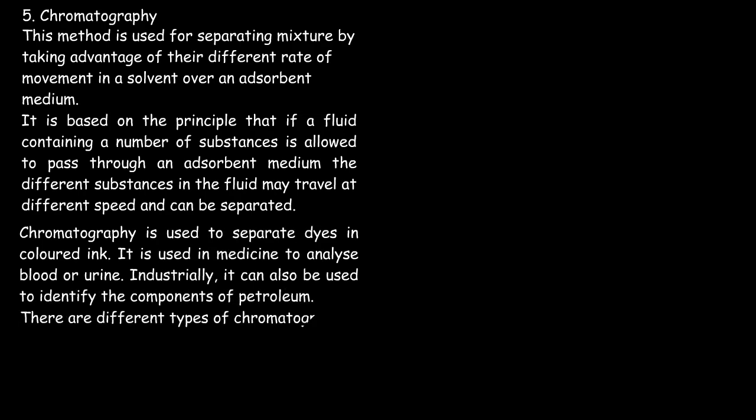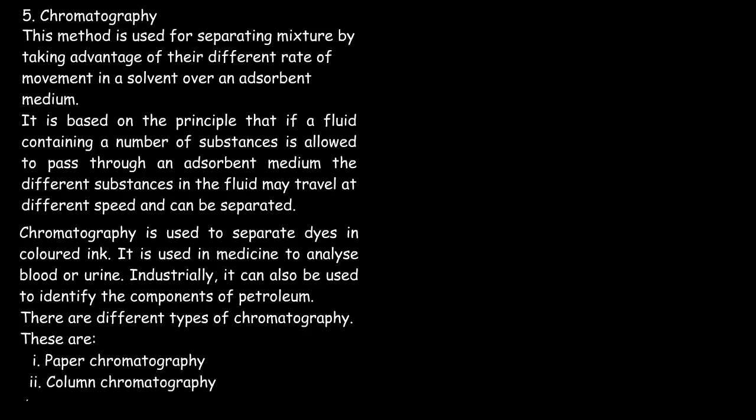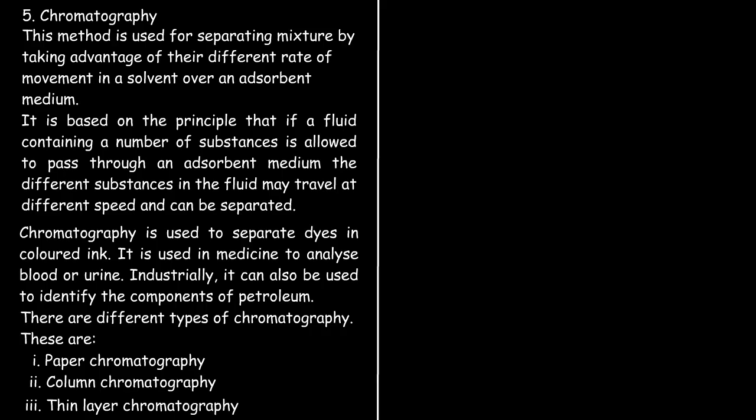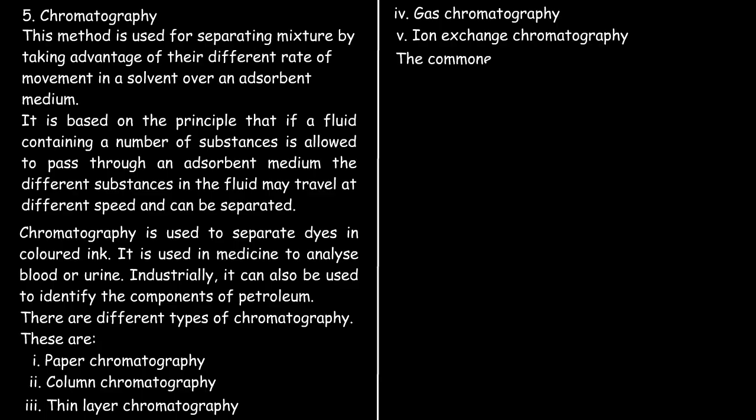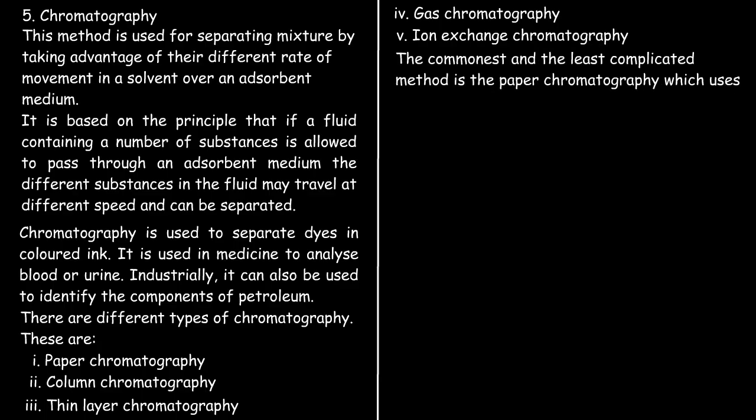There are different types of chromatography. These are: 1. Paper chromatography, 2. Column chromatography, 3. Thin layer chromatography, 4. Gas chromatography, and 5. Ion exchange chromatography. The commonest and the least complicated method is paper chromatography, which uses filter paper as the absorbent medium.